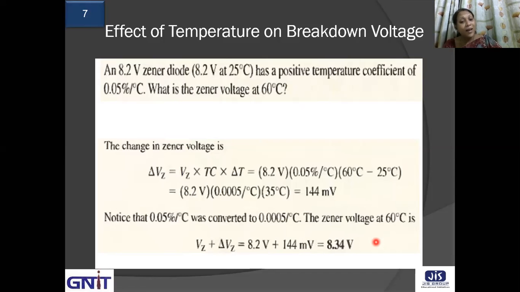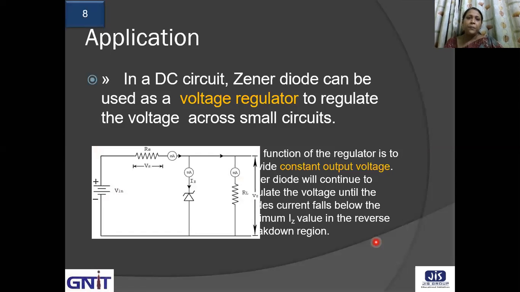So Vz plus del Vz. That means 8.2 volt already is there. With that, for the temperature rise, 144 millivolt is additionally increasing. So if we add this, the net Zener voltage at 60 degree centigrade is 8.34 volt. So this is the application of Zener diode.